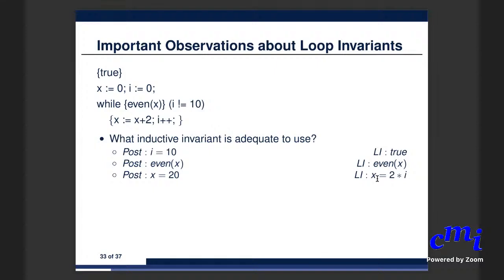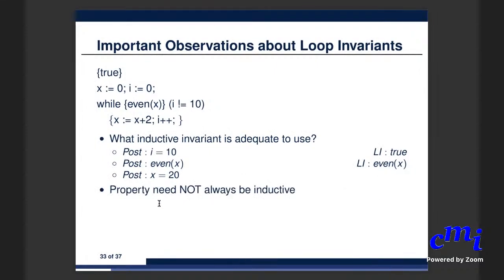Okay. I'll have to say X is equal to 2 times I, in order to really ensure that upon exit that X is equal to 20. Okay, so you need much stronger than that.